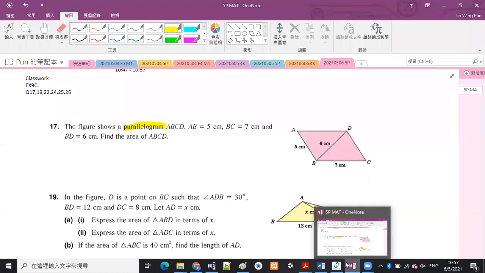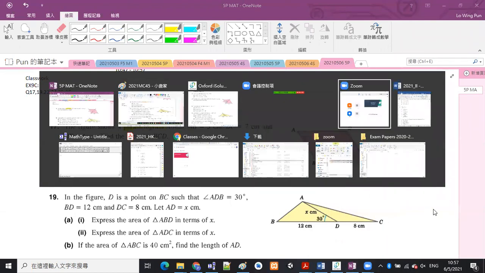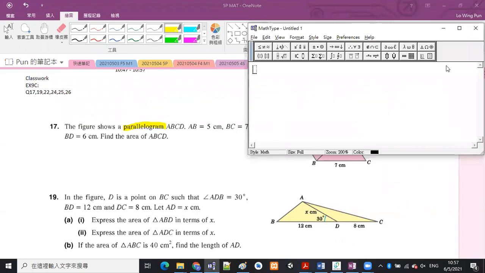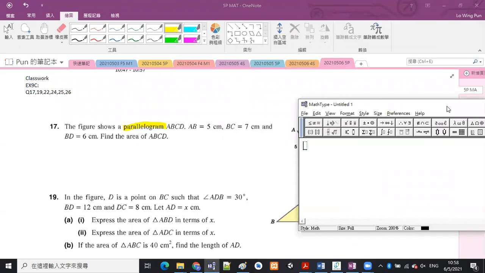It is a parallelogram ABCD, and the opposite sides of the parallelogram should be equal in length, which means that BC is 7 cm. It means that the opposite side AB should also be equal to 7 cm. Get this? So let us write this down. AD is equal to BC is equal to 7 cm. And this is a property of parallelogram.